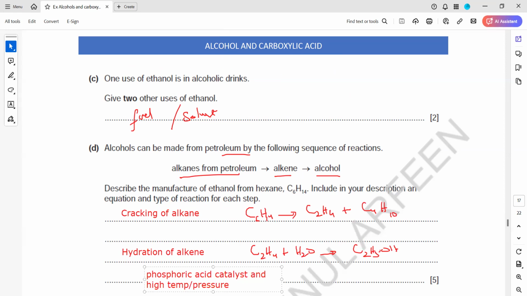So these are the things you have to list, because if you want to produce an alcohol from an alkane, the first stage is cracking. Cracking will produce ethene, an alkene, and then this alkene reacts with steam, which we also call hydration of alkene, to produce an alcohol. We need phosphoric acid as a catalyst, and we need high temperature. Is it clear, this one?